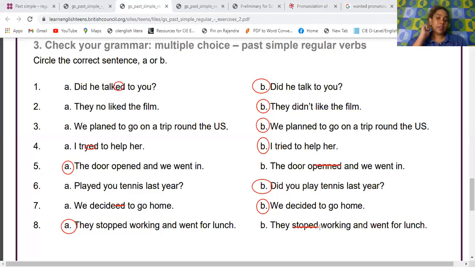Spelling mistake. So this is the correct one. They stopped working and they went for lunch. Hope all your answers are correct. Put your marks out of 8 in the chat box so I can see how you score.